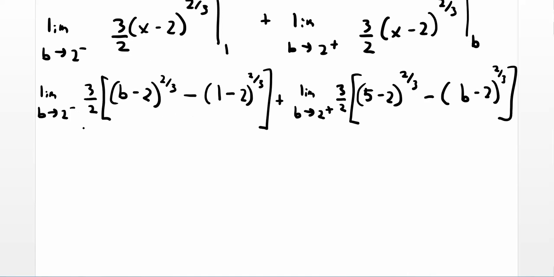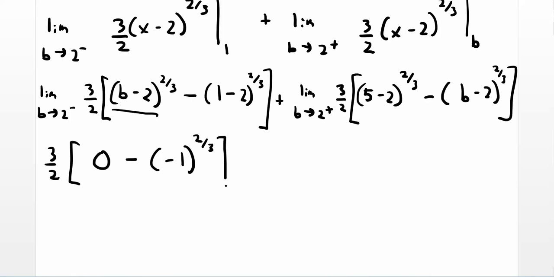Now we can take our limits. 3/2. Now as b approaches 2 of this term, b minus 2 just gets to 0. So we get 0 to the 2/3 is just 0, minus (1 minus 2), which is negative 1, to the 2/3. Okay. And we're going to take the limit on this one, 3/2. 5 minus 2 is 3 to the 2/3, minus, again you plug in b equals 2 and you get 0.